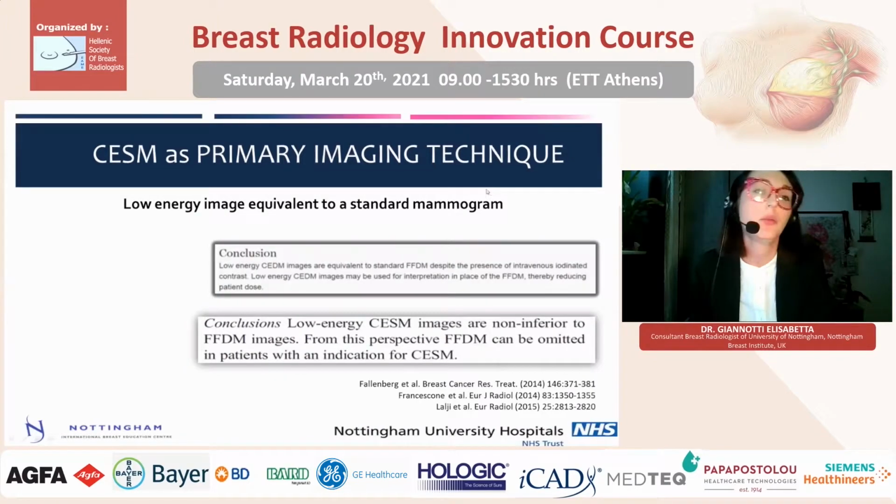So we use contrast mammography as the primary imaging technique. We use the low energy image as a standard mammogram, and the first study published when contrast mammography was introduced proved that the low energy pictures are equivalent to a standard mammogram. So the standard mammogram can safely be omitted, saving dose.